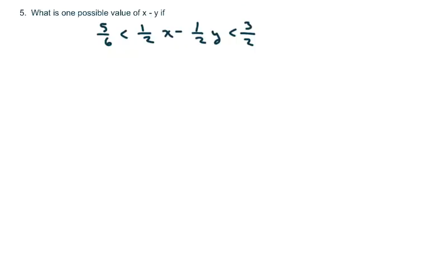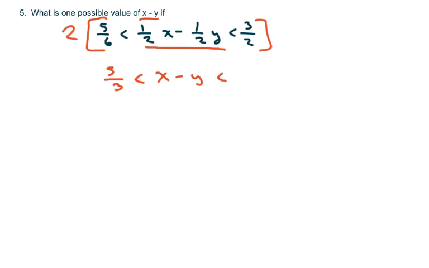Okay. What is one possible value of x minus y if you have this? Basically, we have 1/2 x minus 1/2 y here. If we just multiply the whole thing through by 2, multiplying each term, we're going to get 5/3 is less than x minus y is less than 3.